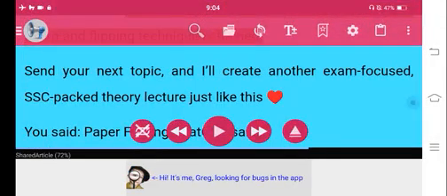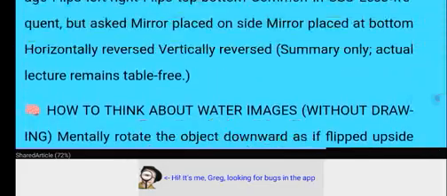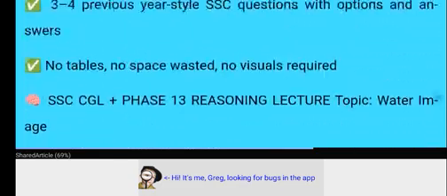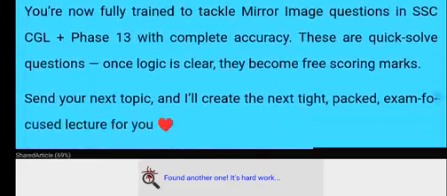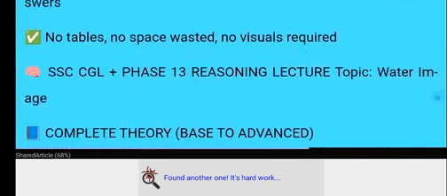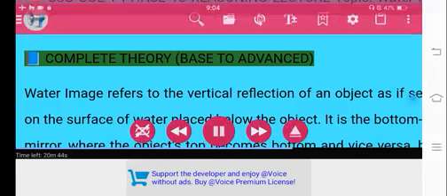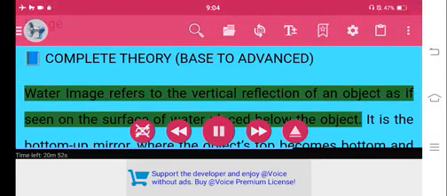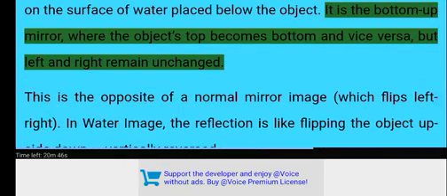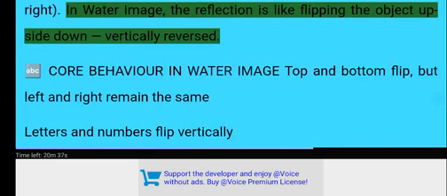These are quick solve questions if your logic is sound. Water image refers to the vertical reflection of an object as if seen on the surface of water placed below the object. It is the bottom-up mirror, where the object's top becomes bottom and vice versa, but left and right remain unchanged. This is the opposite of a normal mirror image, which flips left-right. In water image, the reflection is like flipping the object upside down, vertically reversed.